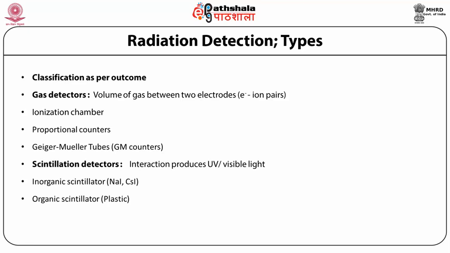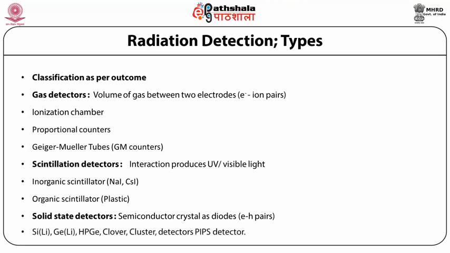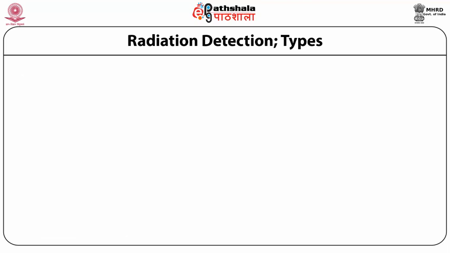Another category of detectors are solid state detectors. These are basically made of semiconductor materials, and semiconductor crystals in the form of diodes are used, and electron-hole pairs are created. Examples of such kind of detectors are CZT detector, germanium detector, HPGe, clover, cluster detectors, or PIPS detectors. These are the types of detectors we have.